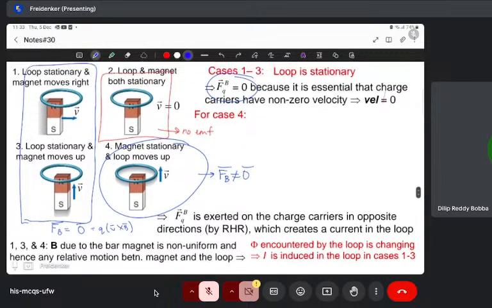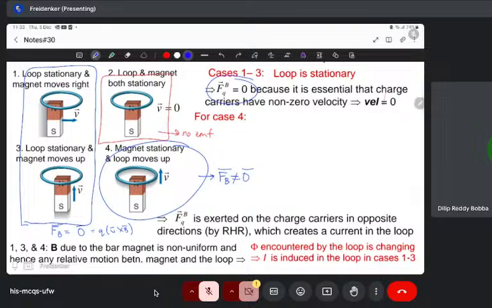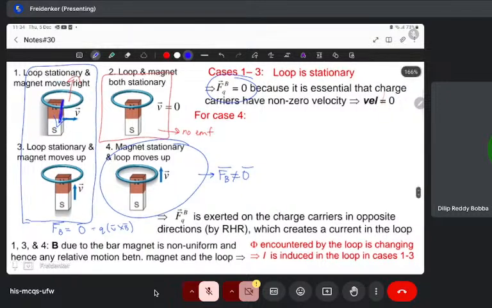You can guess the direction of the current as well. In this case, magnetic flux is increasing in this direction. So what will the loop do? The loop will try to decrease the magnetic flux in this direction. How do you decrease it? You create flux in the opposite direction. So you have to increase the magnetic flux in this direction. How do you do that? Take your thumb, point it in this downward direction, and now rotate your fingers. You will get the clockwise direction. So I induced will be in the clockwise direction.